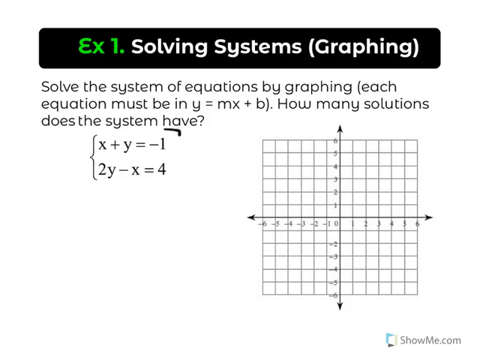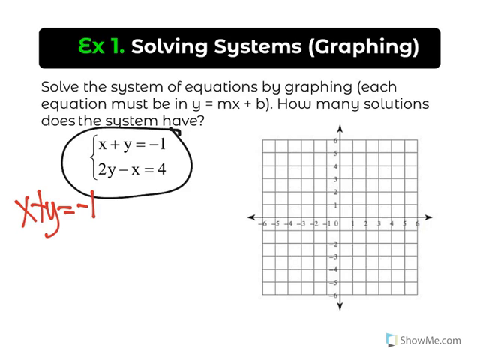Notice that these 2 equations here are not already solved for y. So we need to do that. So x plus y equals -1. How am I going to get that y by itself? Let's subtract the x. So we've got y equals, we can't actually subtract the x from the -1 because the -1 doesn't have an x, so we're just going to rewrite it, -x minus 1, put that x first. And now we have it in the form that we want, and we can graph that.